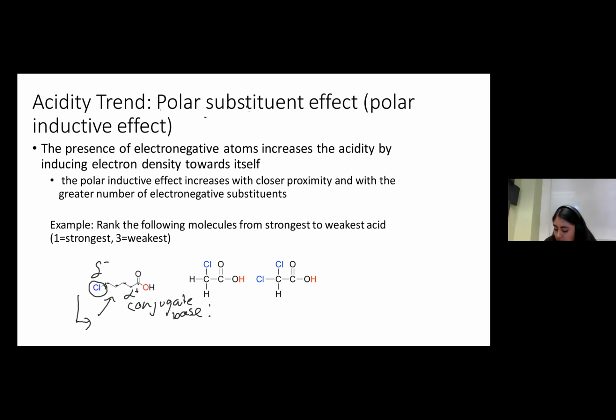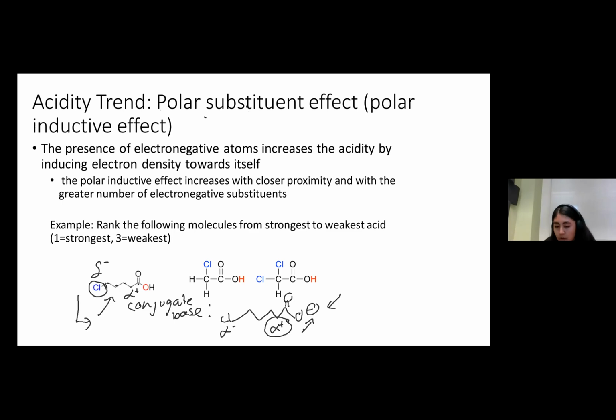Let me draw it real quick as well. When we're looking at the conjugate, it's a minus, right? Hopefully I didn't draw this wrong, but it's a minus because the H was removed, right? So this is the conjugate base. So the reason why this is important, because we have partial positive and this is partially negative, is that this partial positive is going to stabilize this negative charge, right? And we said the stabilization of the conjugate base is going to increase acidity, right?